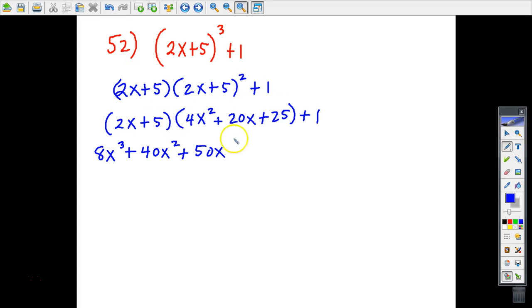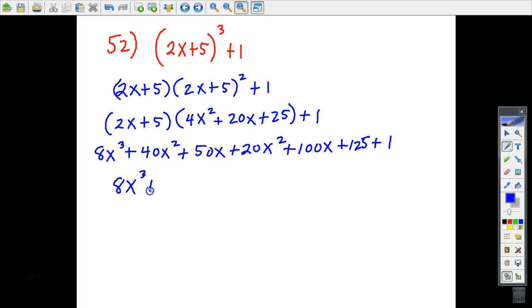5 times 4x squared, 5 times 20x, 5 times 100, 5 times 25, and then I'm just going to bring down the plus 1. And now I'm ready to combine like terms to get my standard form polynomial.